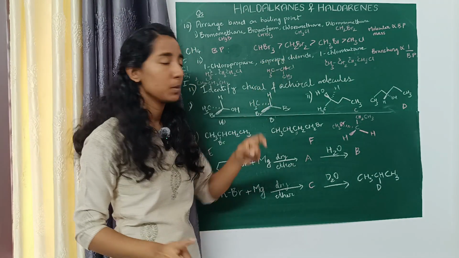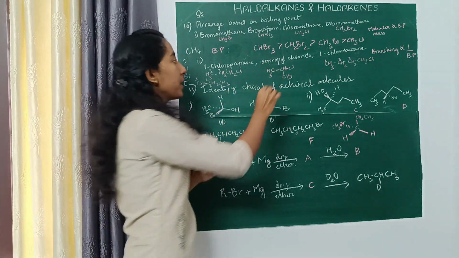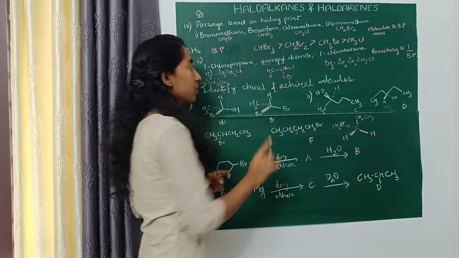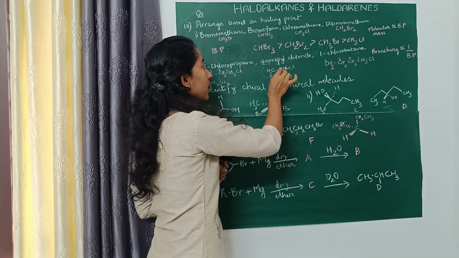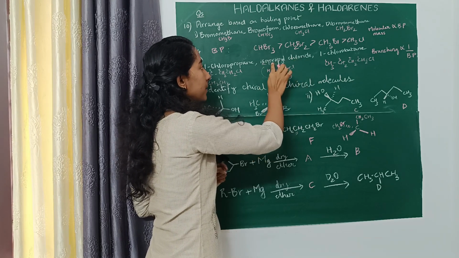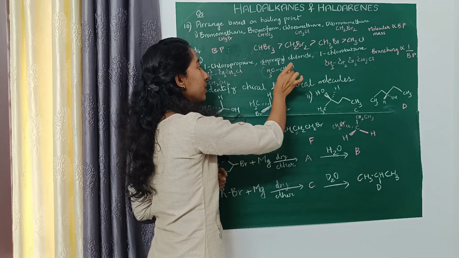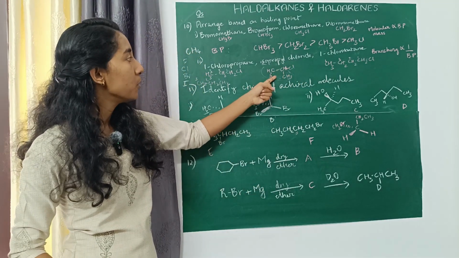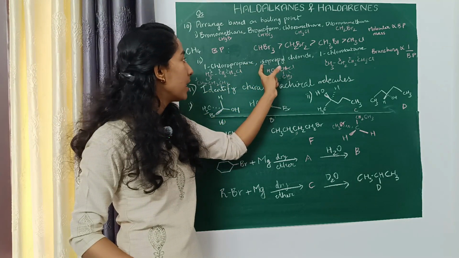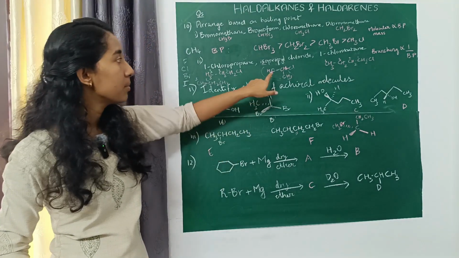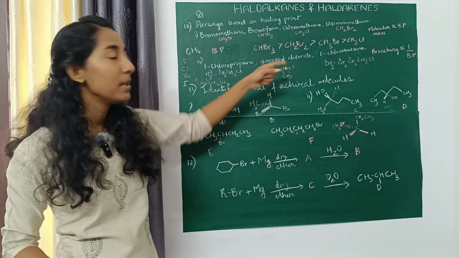Then comes isopropyl chloride. Propyl means it has 3 carbon atoms, 1, 2, 3. But here there is iso, so basically 2 groups are similar: CH3 and CH3. This is the isopropyl group, with 2 similar CH3s. That is why you call it isopropyl. So you also have to remember the structure of isopropyl chloride. Only then will you be able to solve this question.